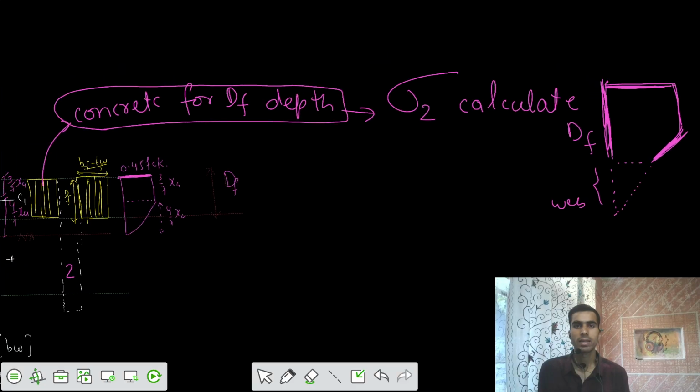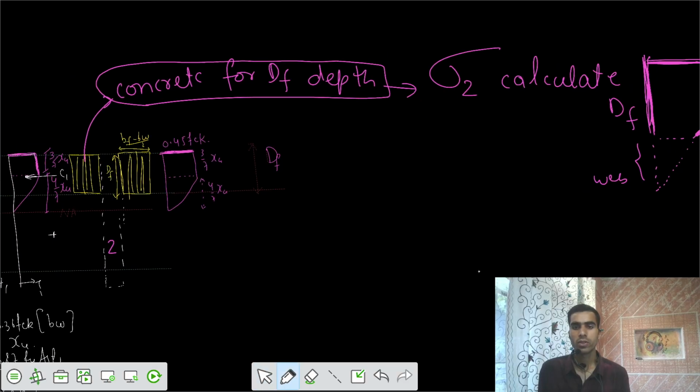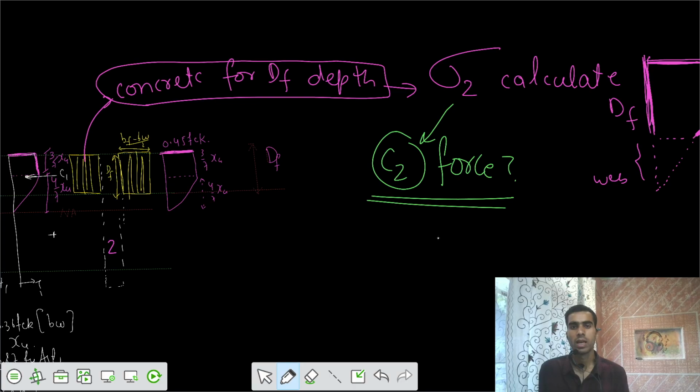So how can you get that stress 2? That stress 2 is needed in order to get the actual C2 force. We need only this C2 force. How to get this C2 force? Because of this concrete of that total dimension, there is some DF and there is some actual width of BF minus BW.